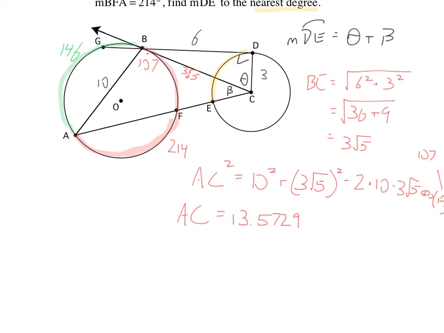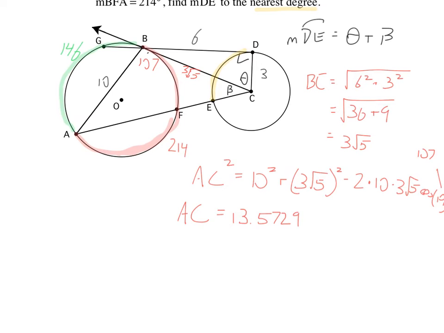Now, got to keep on going. That is only going to let me use the law of sines to find beta. So the sine of beta over 10 equals the sine of 107 over 13.5729.